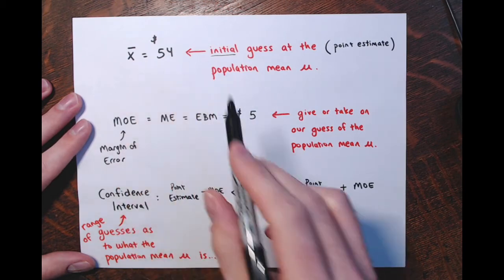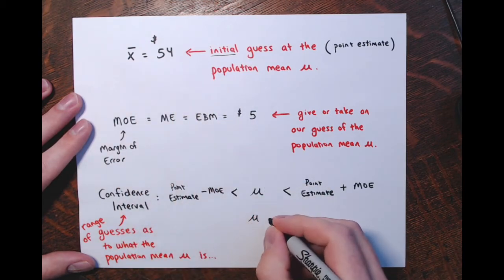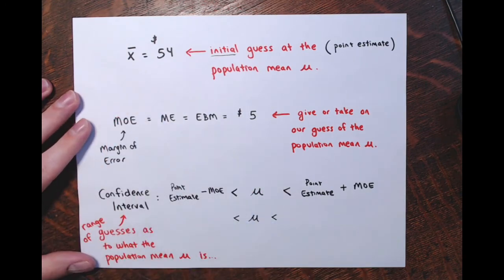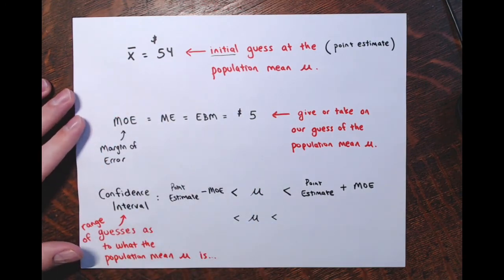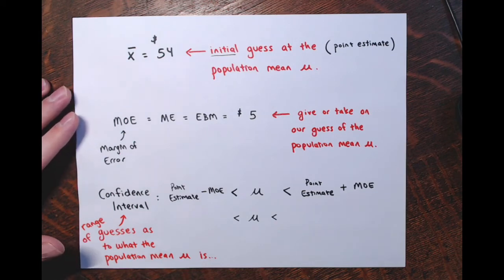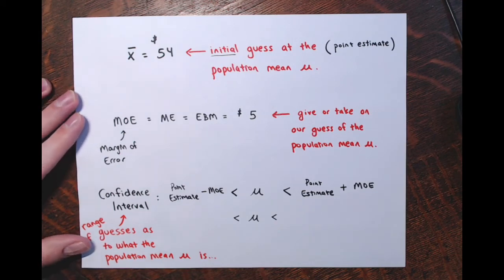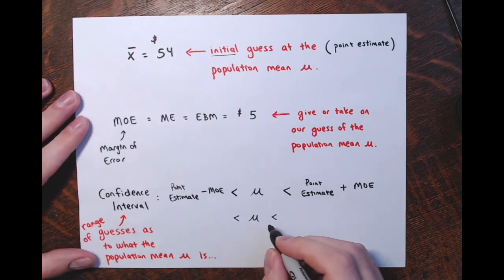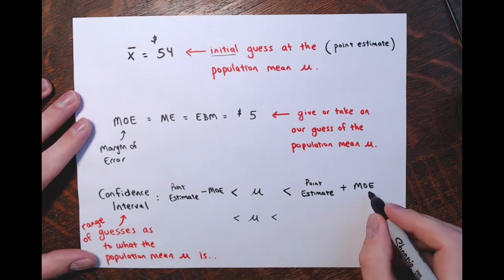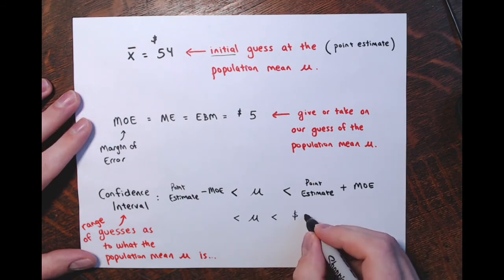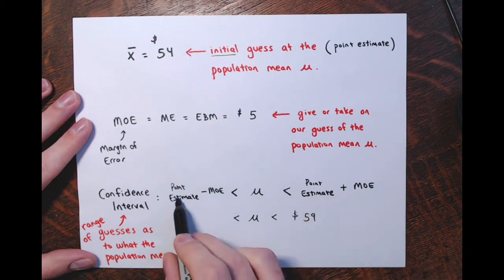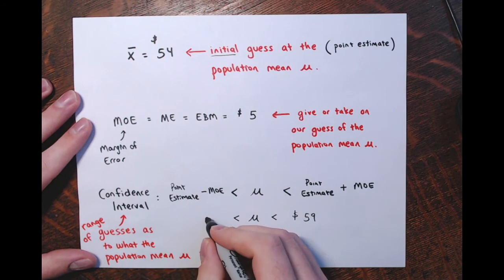So here we would say that if our sample mean was $54 with a margin of error of $5, our confidence interval, when we're trying to guess what the population mean is, is between 54 plus 5, so $59, and 54 minus 5, $49.